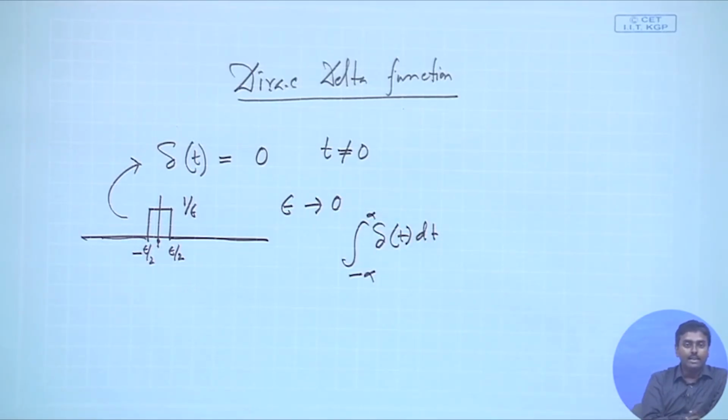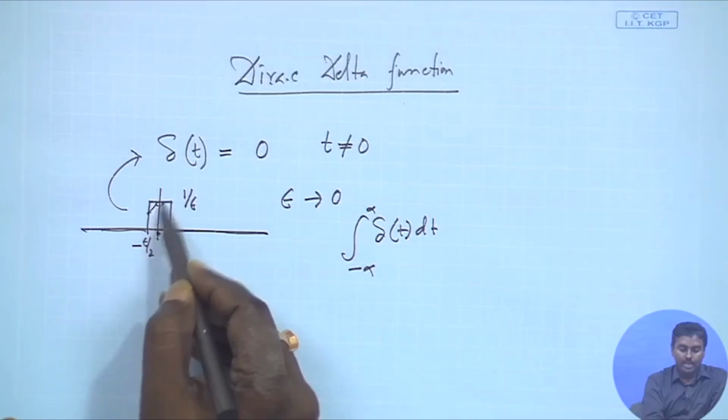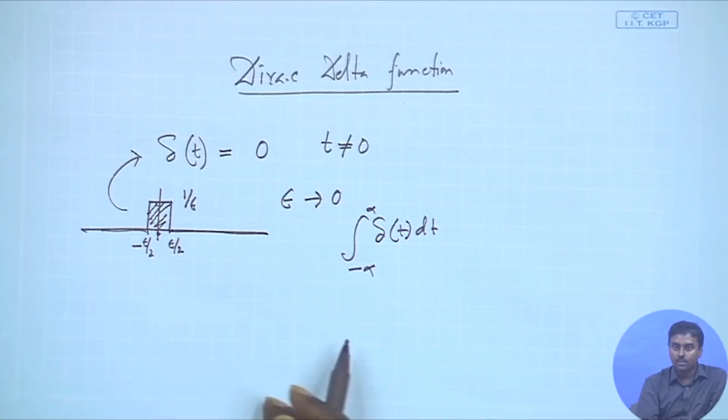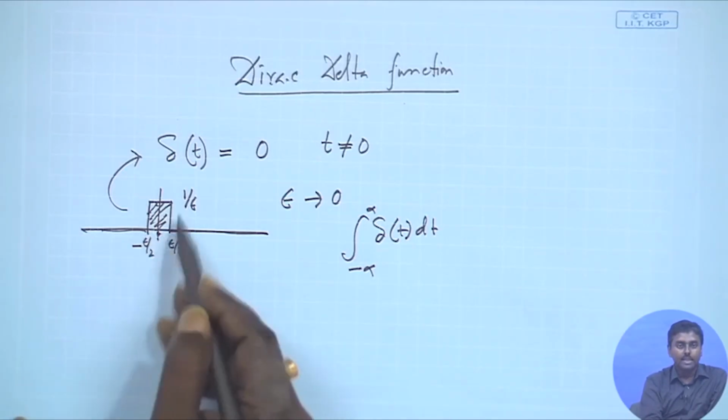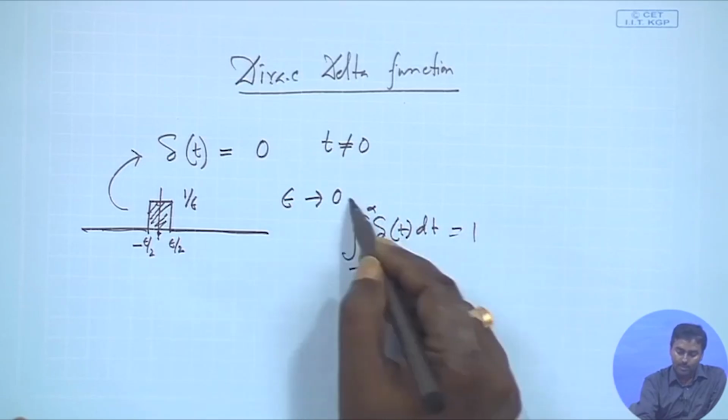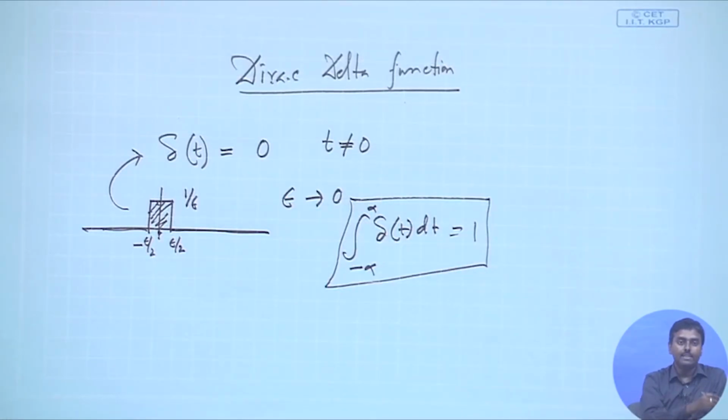If I integrate delta t from minus infinity to plus infinity, according to our definition it is a box function. So, it should be the area under this box, and all other places it is 0. This area is 1, so this must be 1. So, that is the added thing, added definition of delta t.